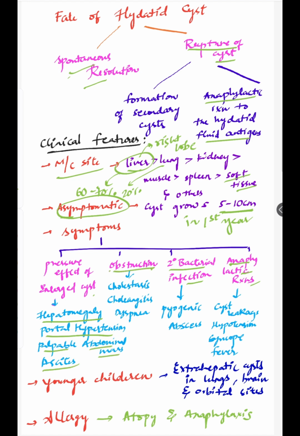Coming to the obstruction of the biliary tract, it may cause cholestasis, cholangitis, and dyspnea. And secondary bacterial infection may cause a pyogenic abscess in the liver. So, what is a pyogenic abscess? A pyogenic abscess is a pus-filled pocket of fluid in the liver.